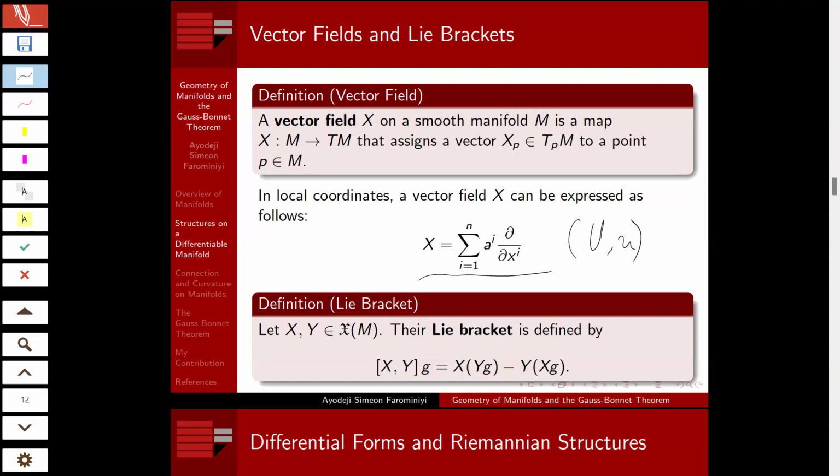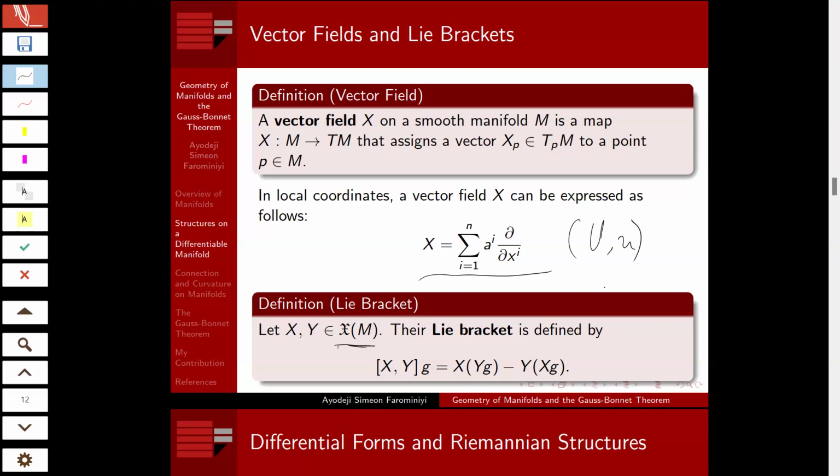The set of all the vector fields is denoted by this symbol, curly X, on the manifold. This set of all smooth vector fields has an algebraic structure, which is a C infinity module, defined with the usual component-wise addition and scalar multiplication by smooth functions on M. When I say C infinity module, I mean if we add two vector fields together, we get another vector field. If we multiply a vector field by a C infinity function, we also get a vector field. But what about multiplying two vector fields together?